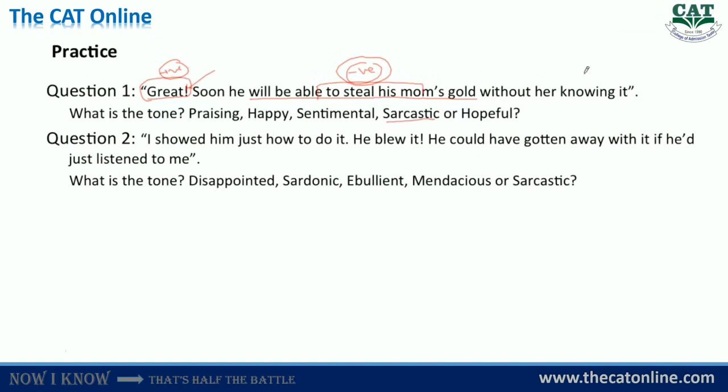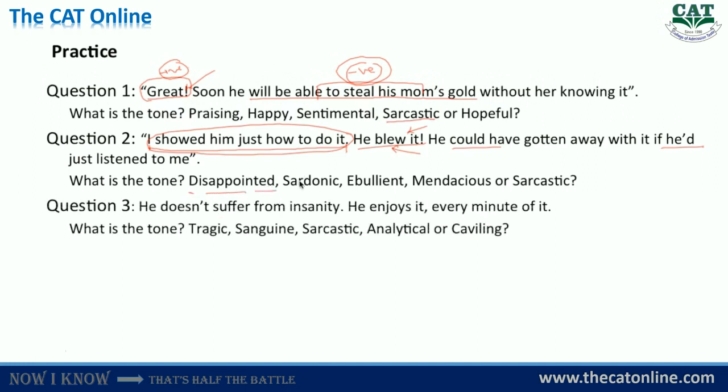Now, if I read this line, "I showed him," I am putting in my efforts. "He blew it," that is, he destroyed it. "He could have gotten away with it if he..." he could have, if he had. He blew it, that is, he has not done it nicely. So if I compare these things, there's an irony that's happening. And the first line also says that there were some efforts being put in by the author. So the author is not happy about whatever has happened, and he says that there could have been better things, so he is disappointed, right?